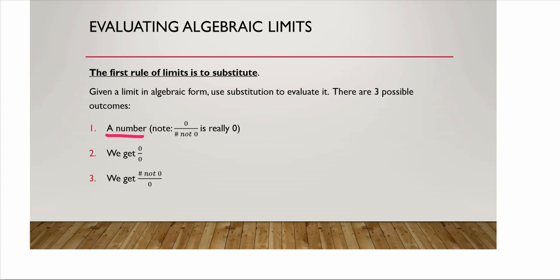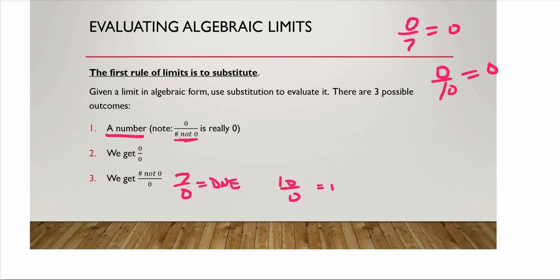Now, some of you might get confused with this part right here. So let's pretend that I substitute and I get 0 over 7. 0 over 7 is 0. All right. If I get 0 over 10, 0 over 10 is 0. Now, if I reverse them, then I would be doing scenario number 3. I would be getting 7 over 0. That does not exist. Or if I had done 10 over 0, that does not exist. These are what we call asymptotes. We're going to have asymptotes at those locations.